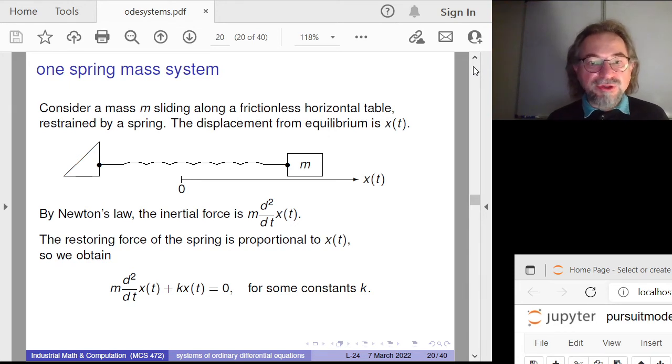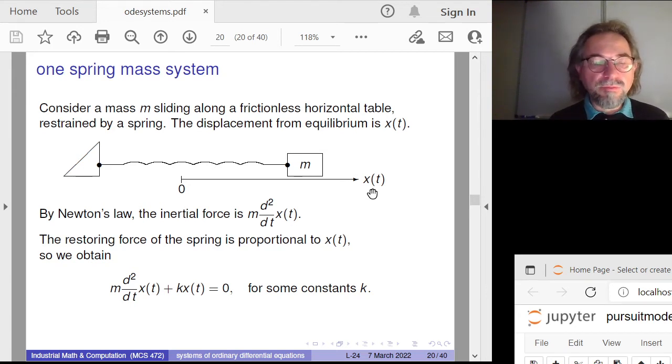So two lectures ago, in lecture 22, we considered the derivation of the single mass and one spring system. So we have here a mass that is stretched out, so the equilibrium displacement is here at 0. So we have the displacement as the variable. So the spring will restore towards the equilibrium state. We have this model for some constant, so the constant k depends on which spring we are using.